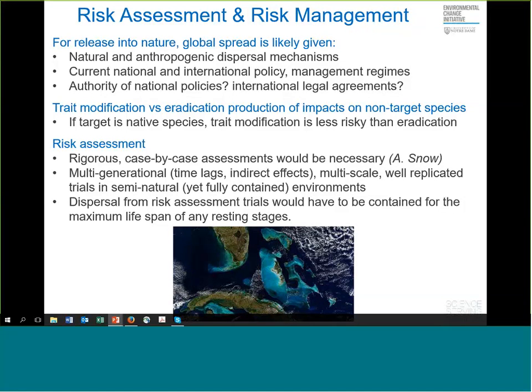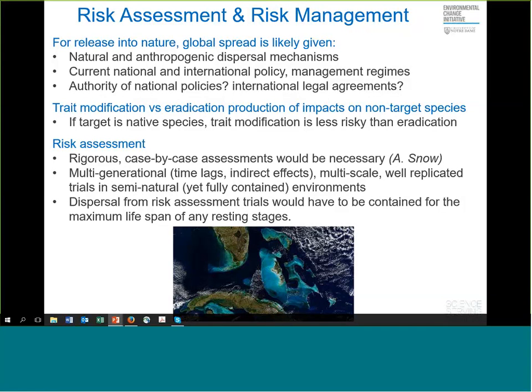I've suggested that at least in some applications, trait modification might be less risky in terms of ecological non-target effects than eradication. Now, for risk assessment, I think that any case is going to require a rigorous assessment. And Allison Snow made this case, I think, well also. A risk assessment based on the ecological literature, that extensive knowledge of many examples in the past, unfortunately says that we still would require for each case, in order to gain any kind of confidence, multi-generational, that is long-term, multi-scale, and well-replicated trials in as close to a natural environment as possible, but of course an environment that would have to be fully contained.